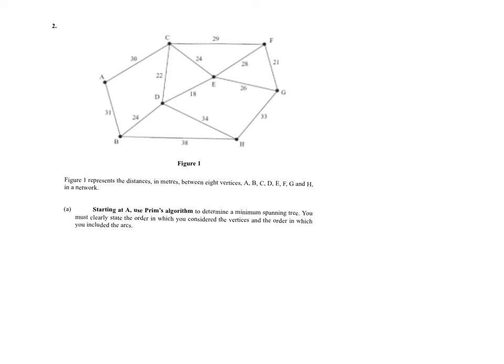Now here we have to use Prim's algorithm to determine a minimum spanning tree. Remember that a tree is a connected graph with no cycles. So if we had A and B and C, that would be a tree. But if we join it up like that, that wouldn't be a tree because it's got a cycle. The cycle is where you can move out like that.